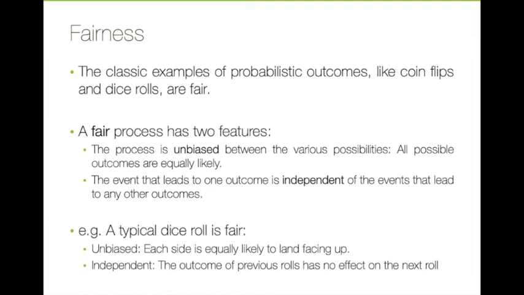So let's think about what these terms mean in the context of a dice roll and why it counts as fair. It's unbiased because each side is equally likely to land facing up. And each roll is independent. So you roll a 1 on your first roll. That has no effect on what you're going to roll the next time. You're still equally likely to roll each side.